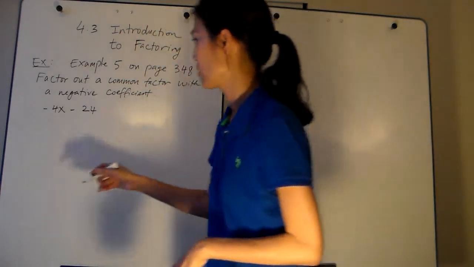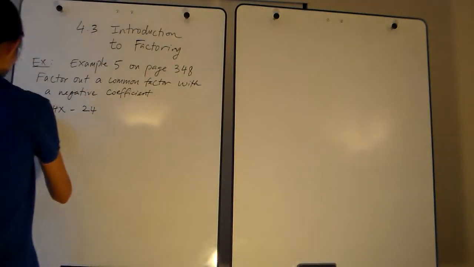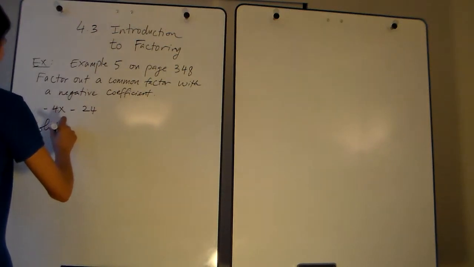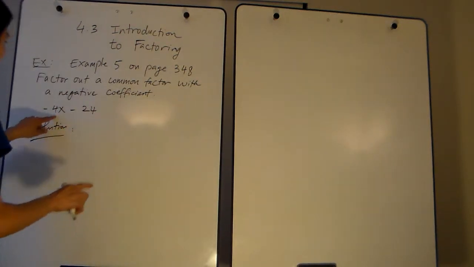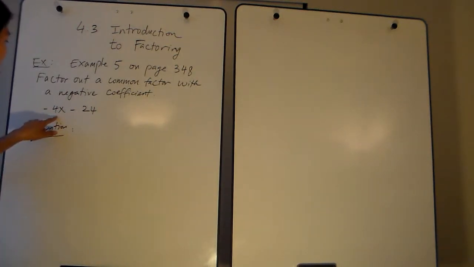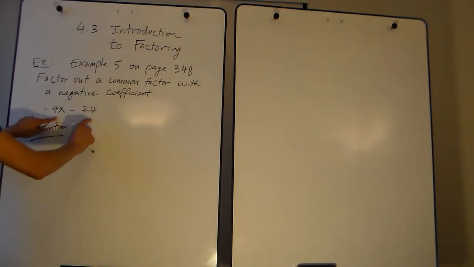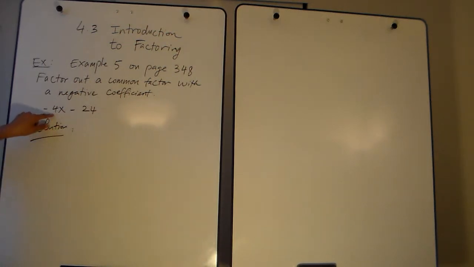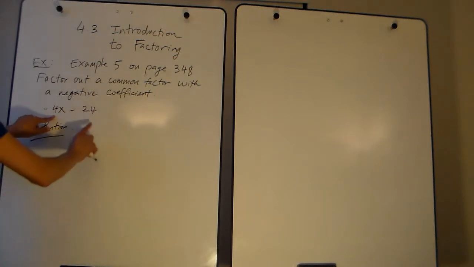So let's see, solution. Very similar. You look at the number, for this case, the coefficient for this first term, and the constant right here for the second term. What is the largest common factor? This number is smaller, right? 4. This number is 24. Now, you know that 4 times 6 is 24, right?